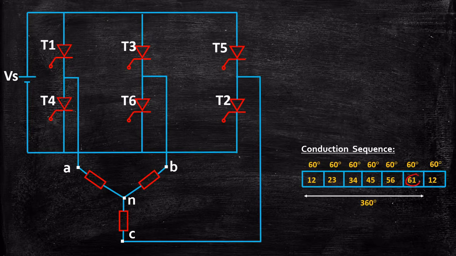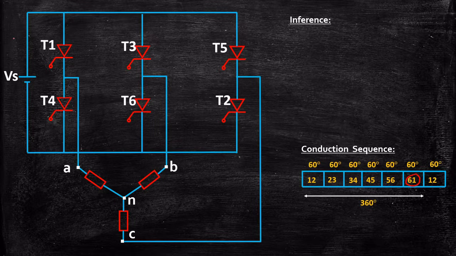Now, to simplify our analysis, let's take this particular interval, when 6 and 1 are conducting. What will happen? If you understand what happens for one cycle, you will understand the complete operation. It is just the same analysis that you need to replicate. Now, when 6 and 1 are conducting, thyristors T1 and T6 are forward biased. Consequently they act as short circuits, isn't it?